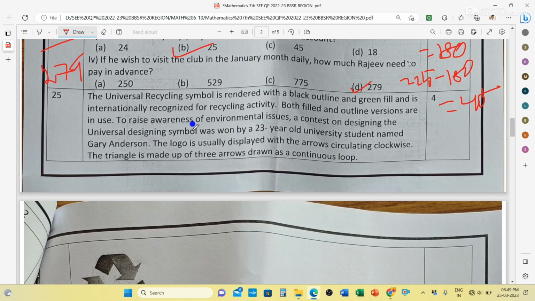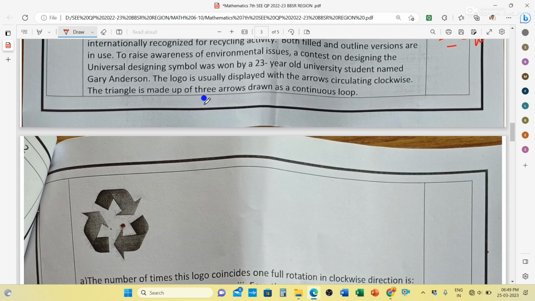Next question. The universal recycling symbol is rendered with a black outline and green fill and is internationally recognized for recycling activity. Both filled and outline versions are in use to raise awareness of environmental issues. A contest on designing the universal recycling symbol was won by a 23-year-old university student named Gary Anderson. The logo is usually displayed with the arrows circulating clockwise. The triangle is made up of three arrows drawn as a continuous loop.